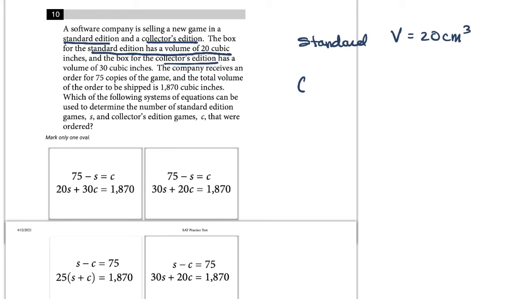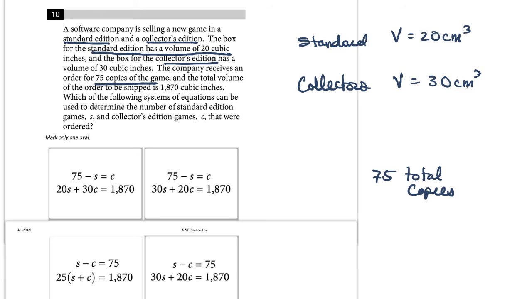Collector's edition. Its volume is 30 cubic centimeters, so it's a bigger box. They get 75 copies asked for. 75 total copies of this game are asked for. The total volume is 1,870 cubic. I've been doing cubic centimeters for these things.